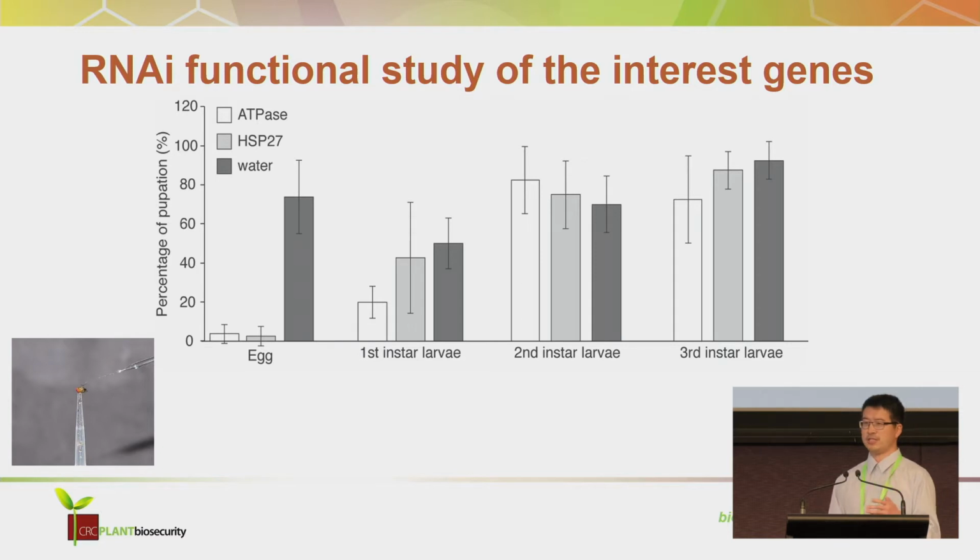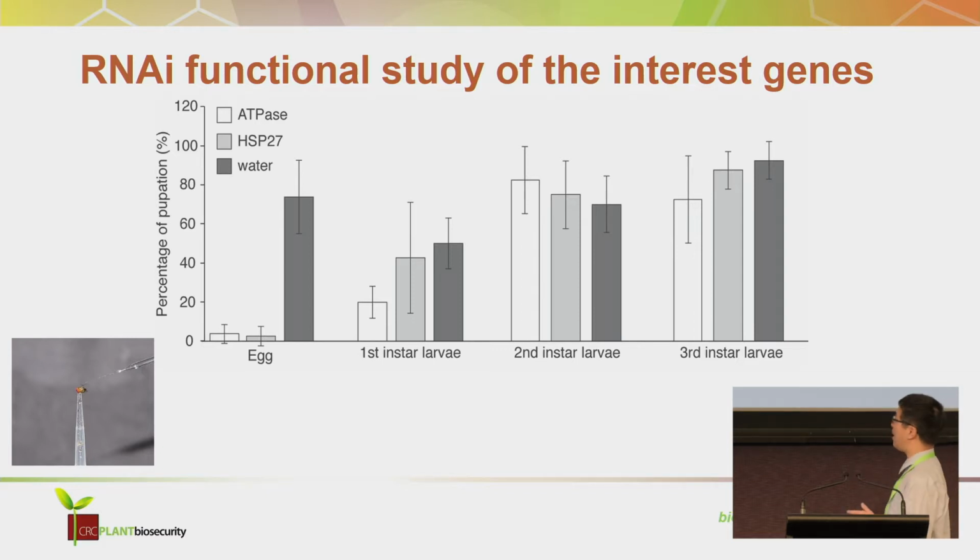So because we got this heat shock protein, we continually want to do functional study. We established an RNAi knockdown method. If we knock down this gene from the fly, we want to see whether they become more tolerant or more susceptible, or they may directly die. So we chose one example, heat shock protein 27, and we tried it at the egg stage and the larva stage.